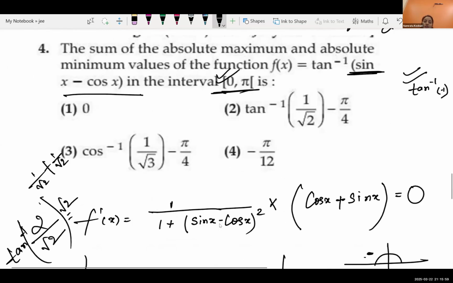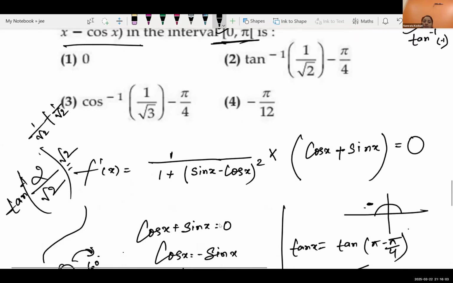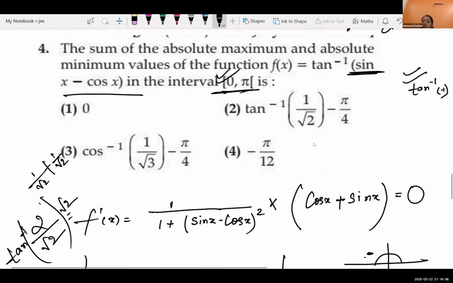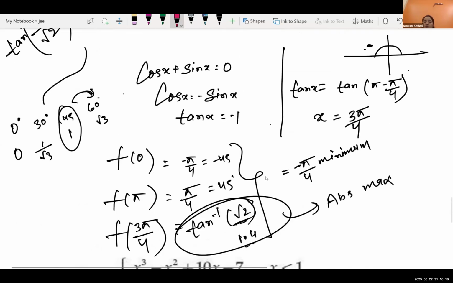Let's check the options. Is it there? So tan inverse 1 by root 2 minus pi by 4. The option has 1 by root 2, but we have got just tan inverse root 2. Can you see? Yes or no? Yes, ma'am. Okay, so this is a catch over here. You can see the other options.